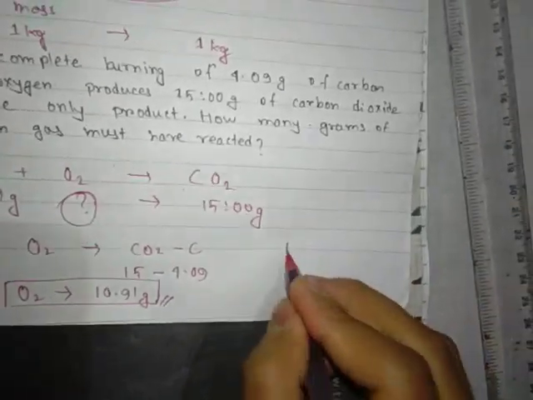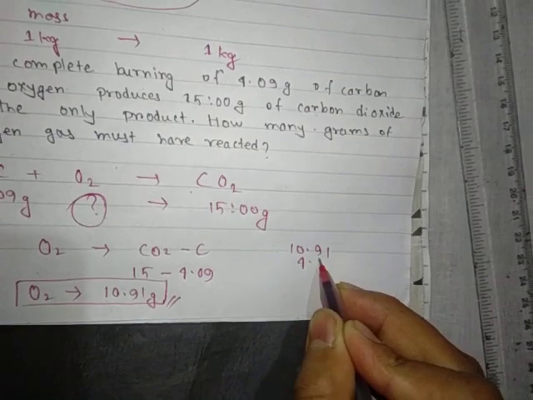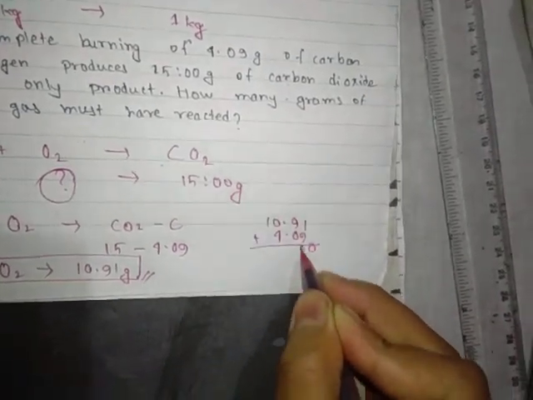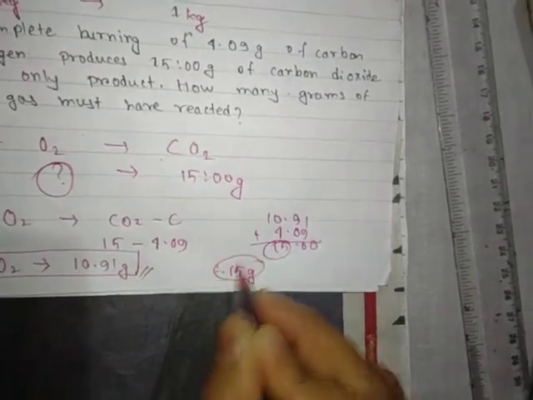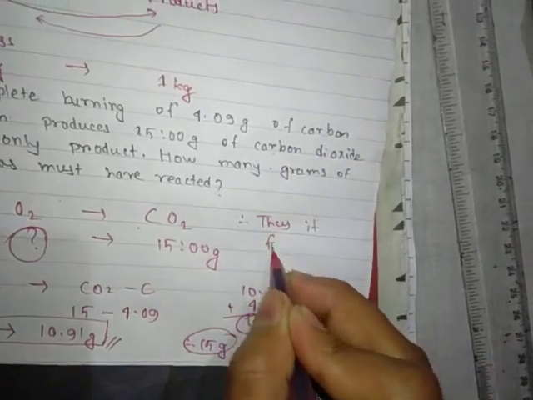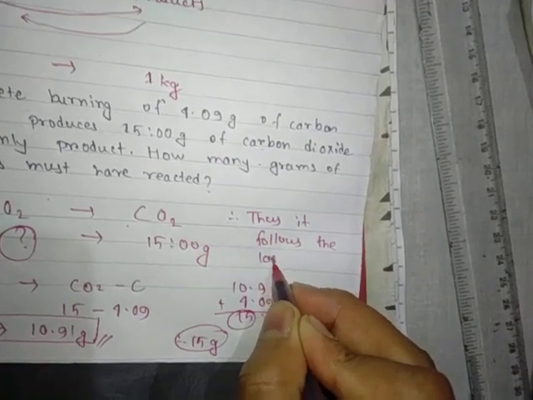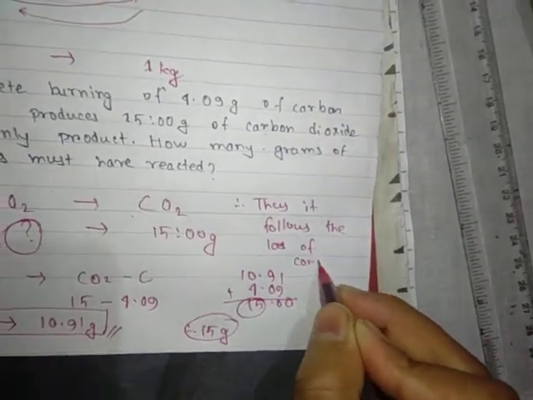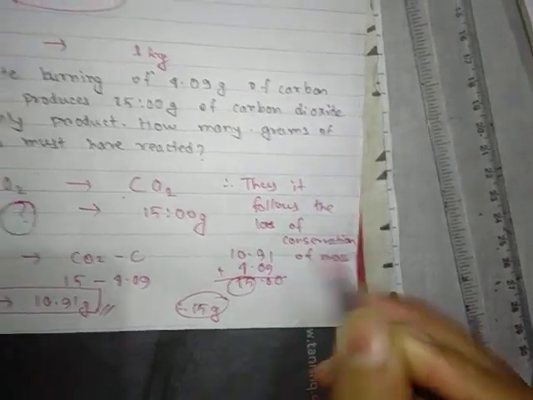If you add 10.91 plus 4.09, the answer will come 15 gram. Thus it follows the law of conservation of mass. It was a very easy example.